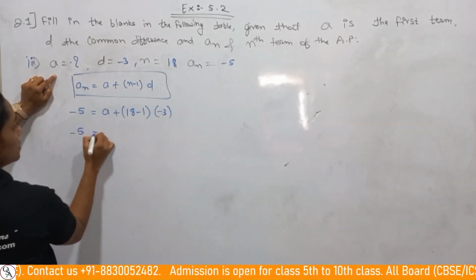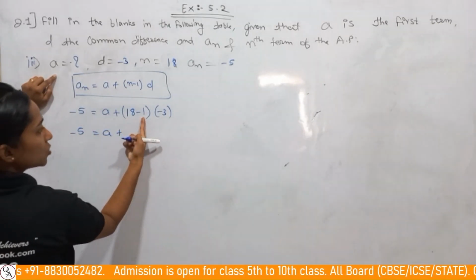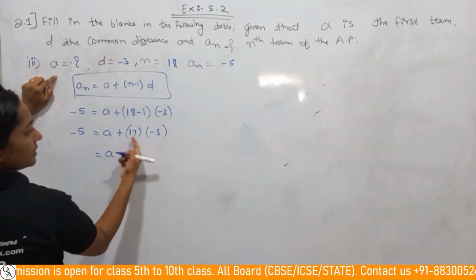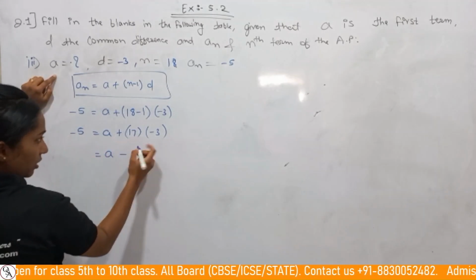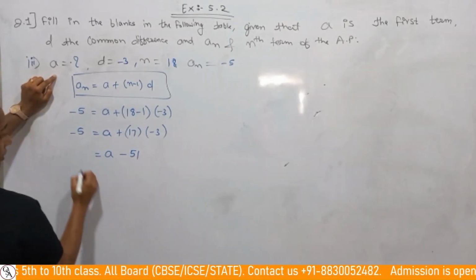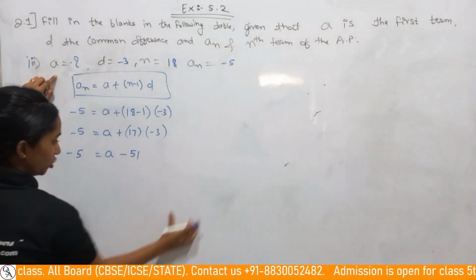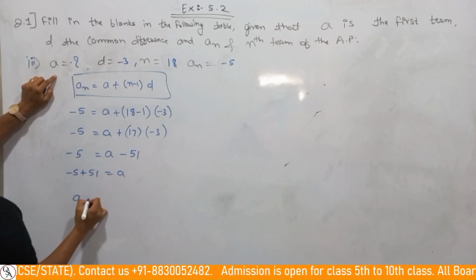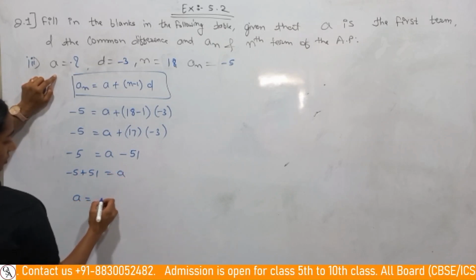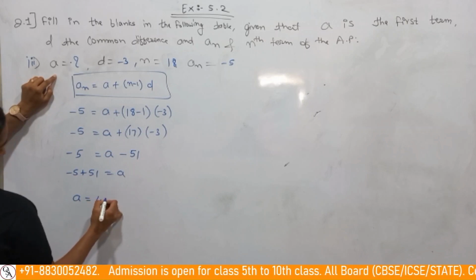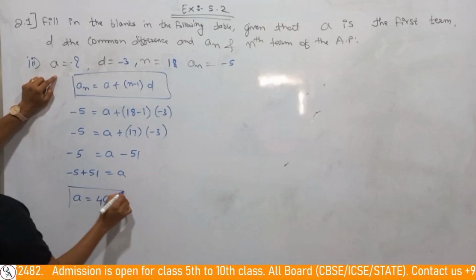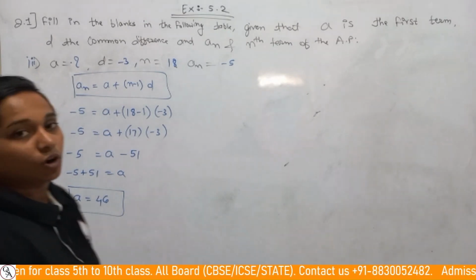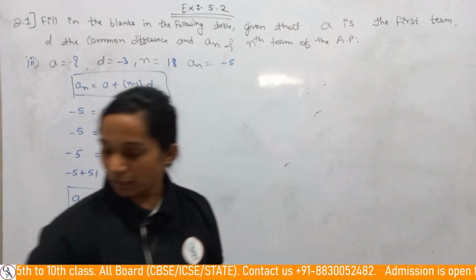So minus 5 is equal to a plus (18 minus 1), which is 17, into minus 3. So a plus, minus 17 threes are 51, and this is minus. So minus 51 shifted to the other side becomes plus 51, and now we get a is equal to 46. Yes, with plus and minus signs, subtract and keep the sign of the bigger number. So this is how we got the answer to question number 3. The value of a is 46.